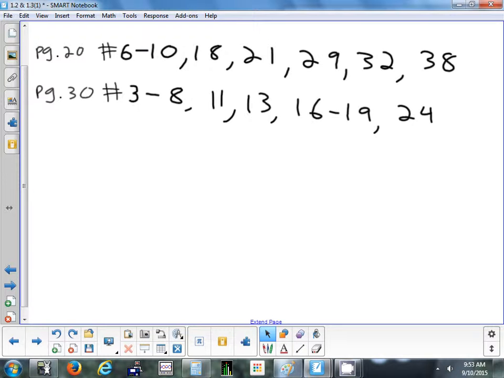Okay, a lot of the homework on page 20 is just graphing calculator. So if there's nothing to write down, don't worry about writing anything down. Page 30, it's a little bit on domain and range and plugging in. Just practice it on the calculator, but there's a lot of problems you're not going to have to write anything down. All right, so page 20, it's 6 to 10, 18, 21, 29, 32, and 38. And then part of 1.3, it's page 30, 3 through 8, 11, 13, 16 through 19, and 24.